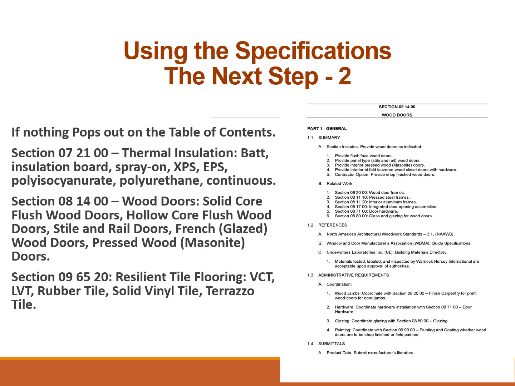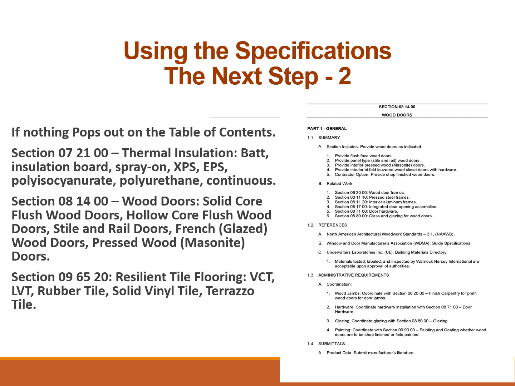It's got summary. Section includes wood doors indicated, and then under it says flush face wood doors, panel type, style, and rail wood doors, interior pressed wood masonite doors, interior bifold louver wood closet doors with hardware, and then as a contractor option, it says provide shop finished wood doors. So this tells you what's all covered under this particular section.